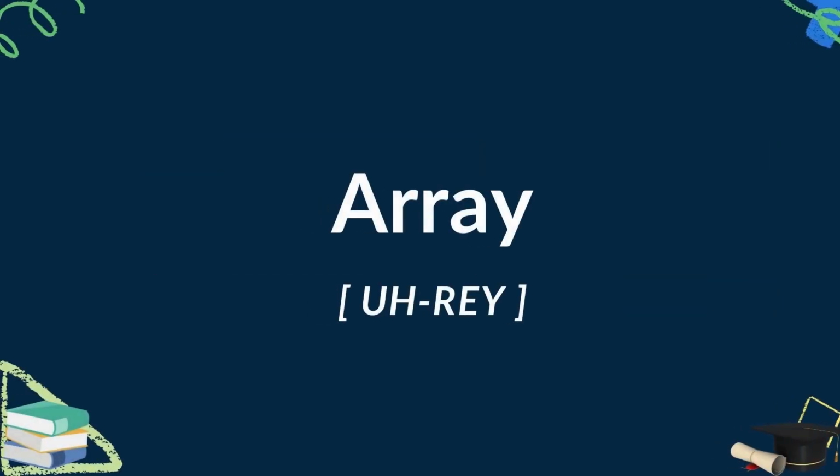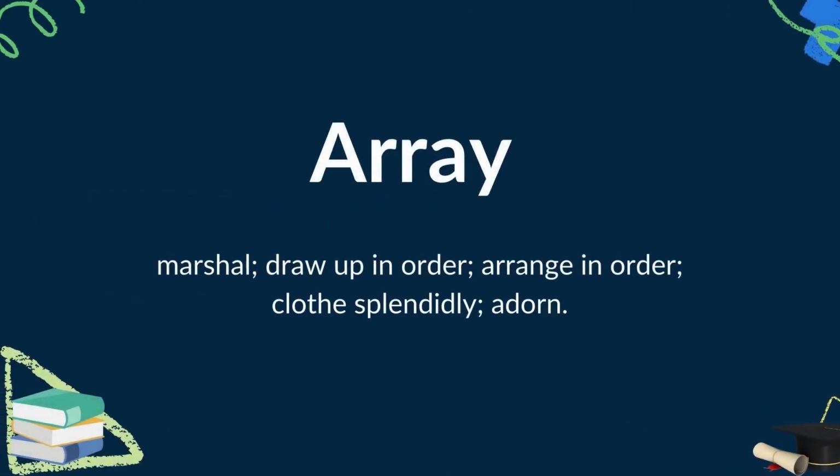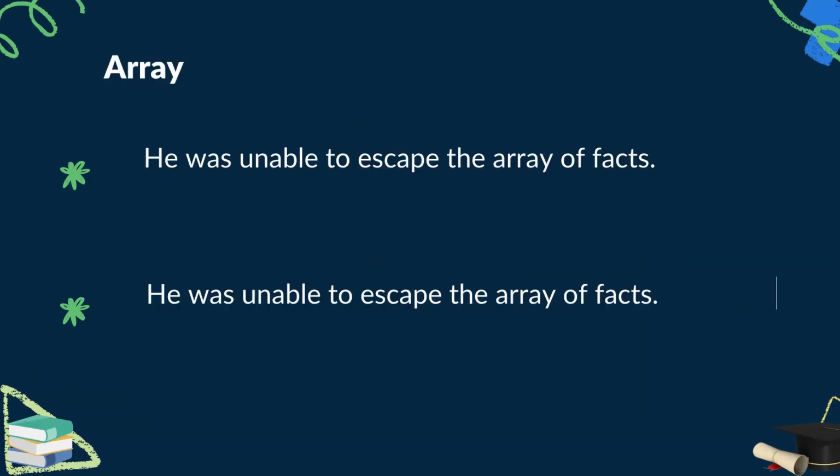The next word is array. A-R-R-A-Y. Array. Array means marshal, draw up in order, arrange in order, clothe splendidly, adorn. Here are some ways you can use the word in a sentence. 1. He was unable to escape the array of facts.